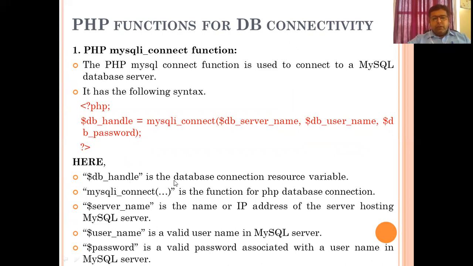Over here, db_handle is the database connection resource variable. As I told you, this is a variable. mysqli_connect is the function for PHP database connection. Server name is the name or IP address of the server which is hosting the MySQL server, right? Similarly, username is a valid username in the MySQL server, and password is a valid password associated with the username in the MySQL server. So these three things you have to remember to provide to this connection function. First of all, it is used to provide the connection to the database, right?